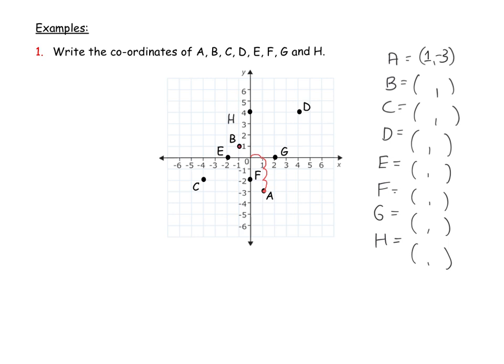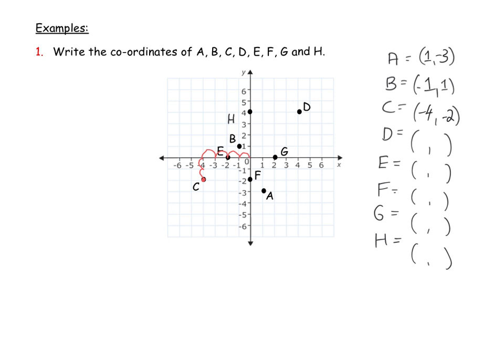Then for B, B is up here, so for B we go across the x-axis 1, and it's to the left, so it's going to be minus 1, and then we go up 1, so it's going to be minus 1, 1. So that is A and B done. Then if we look at C, C is over here, and to get to C we go 1, 2, 3, 4 along the x-axis, and that's minus 4, and then on the y-axis we come down 1, 2, so that is minus 2.